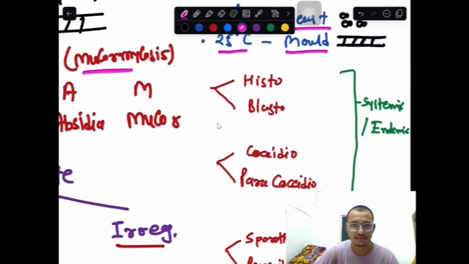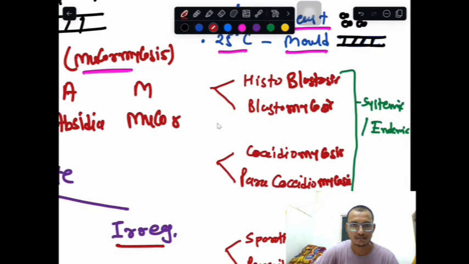How will we remember that? Histoplasmosis and blastomycosis, second is coccidioidomycosis and paracoccidioidomycosis. Now these four are systemic or endemic. What does that mean? They infect our organs, mostly our lungs.